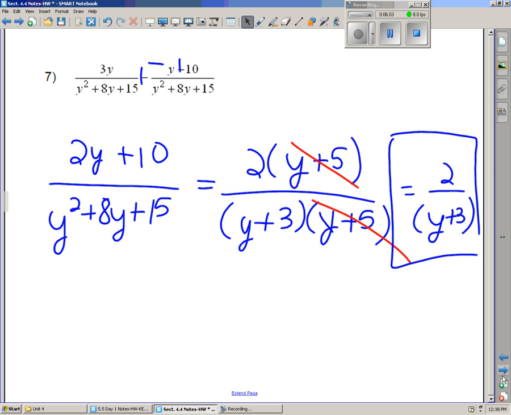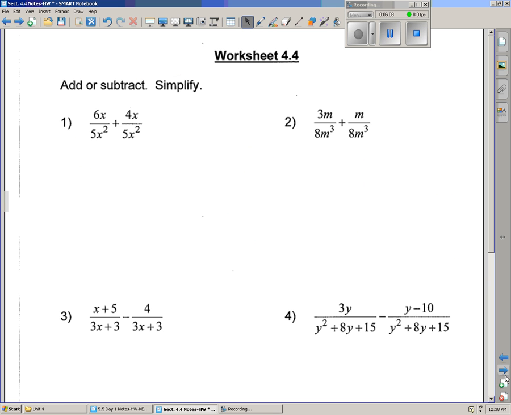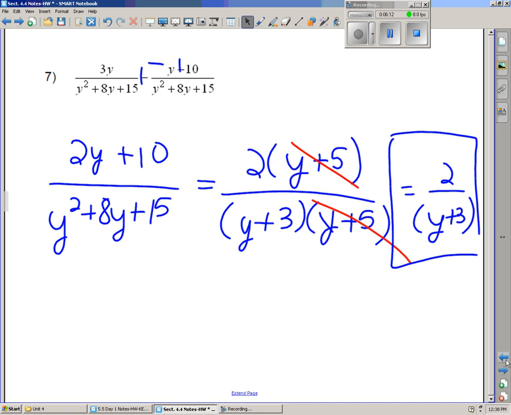So with subtraction, you've got to be super careful that you do keep, change, change all. I think that's it. So then there's your worksheet. Just be careful with the worksheet and you should be all set. Good luck.